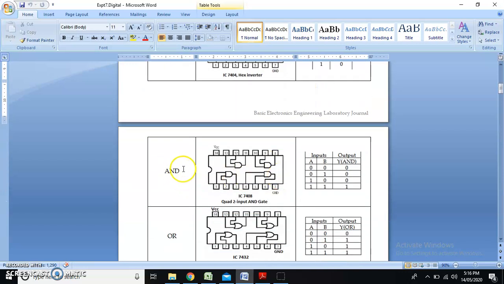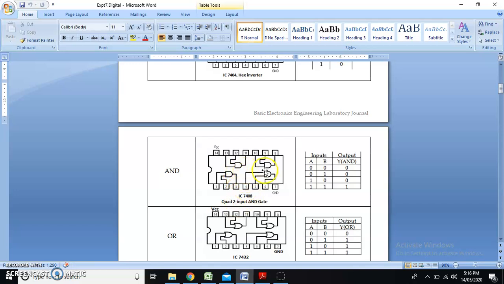The second gate is the AND gate. AND gate is simply logical multiplication. Since it's a 2 input AND gate, there should be 2 input pins and 1 output pin. This is the internal schematic for the AND gate IC. The AND gate IC number is 7408, and it is called a quad 2 input AND gate. Quad means there are 4 AND gates and all 4 are of 2 inputs. Pin number 1 is input, pin number 2 is input, and at pin number 3 output is available.